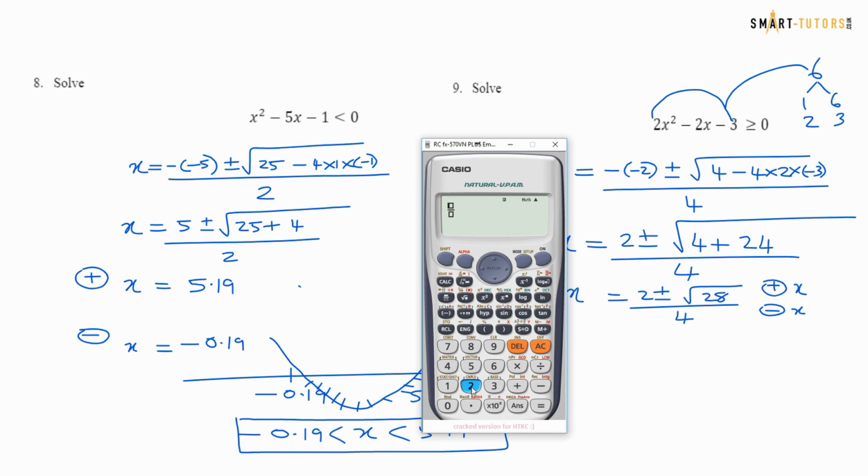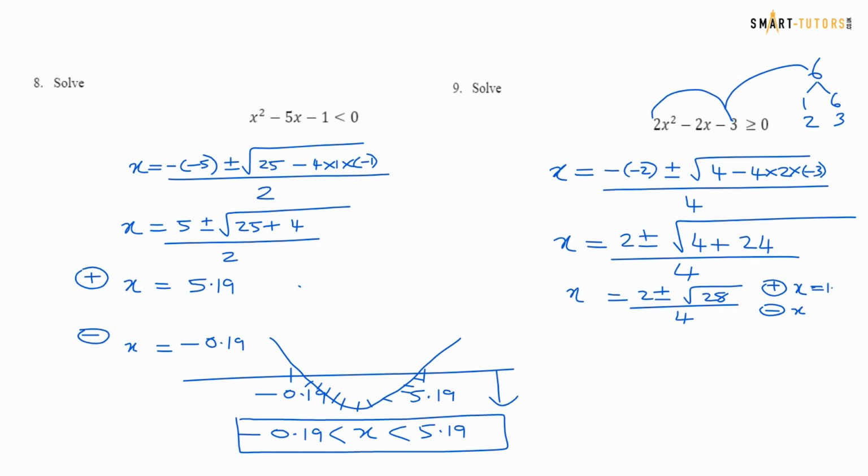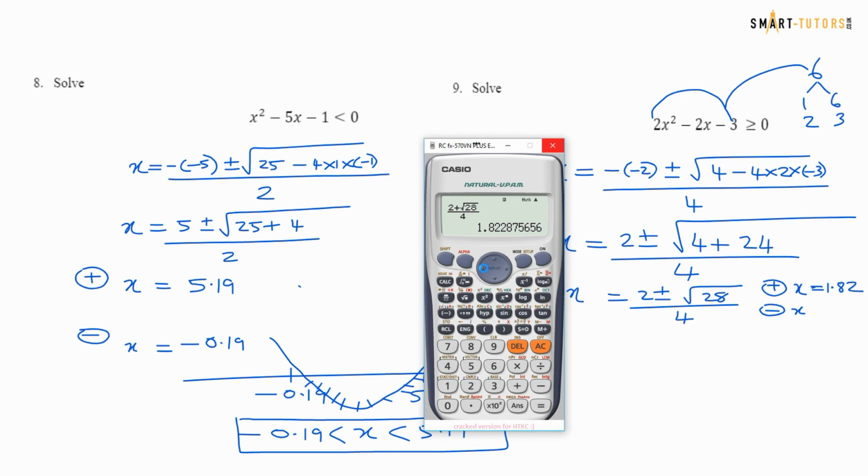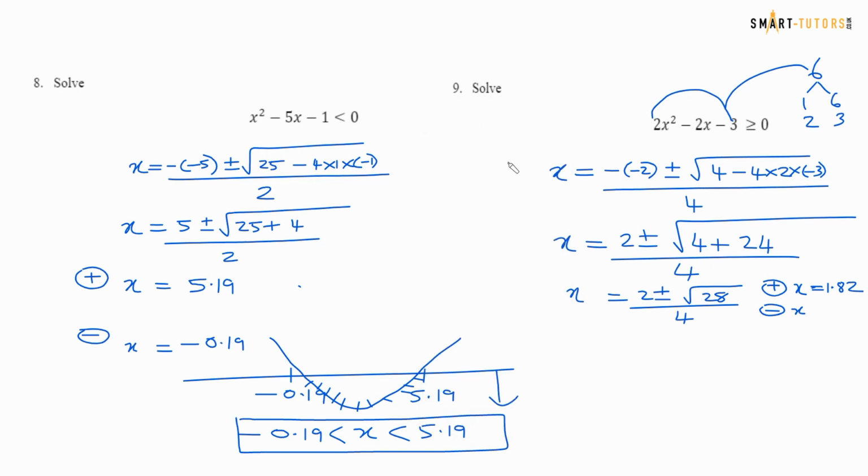Calculator: 2 plus the square root of 28, and below is 4, and the answer is 1.82. 1.82. And with the same calculation, you need to change the sign and you will get another answer. Let me check this one. My calculator is a little bit frozen now. Right, so one answer is possible.